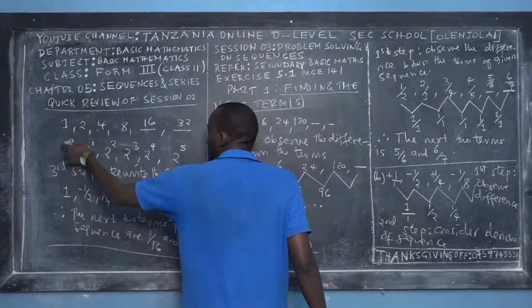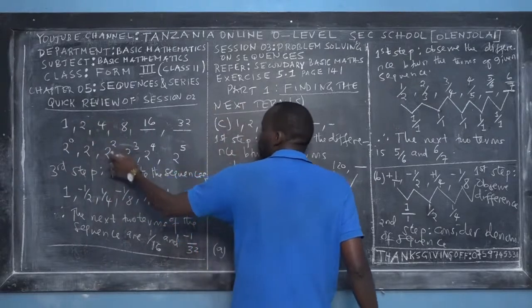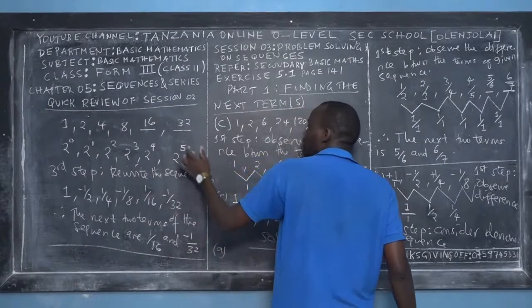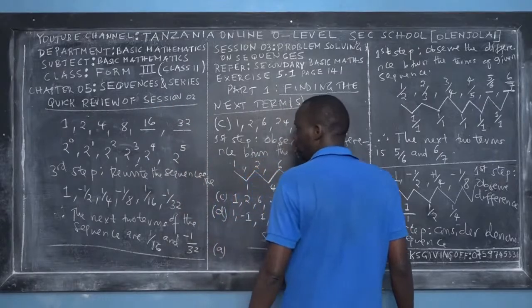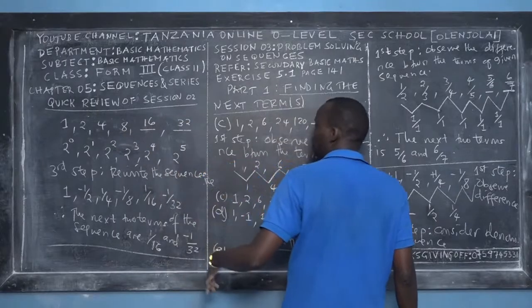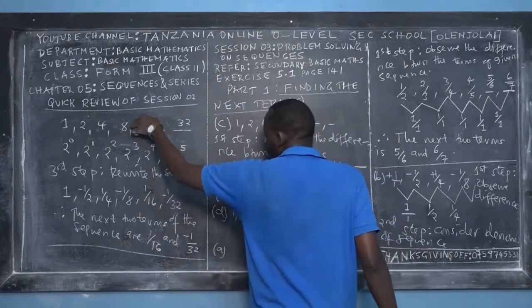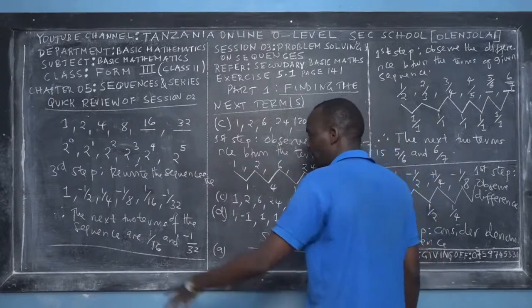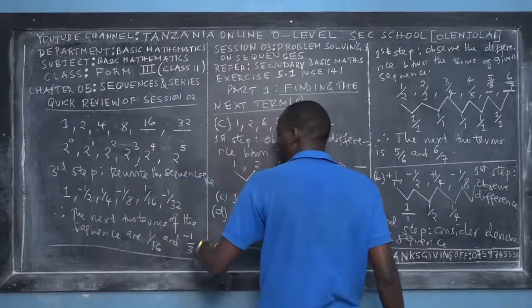So you can take 2 power 0, it is 1, 2 power 1, it is 2, 2 power 2, it is 4, 2 power 3 is 8, 2 power 4 is 16, 2 power 5 is what? Is 32. So the next two are the denominators of the unknown fifth term and the unknown sixth term. Then we write our new sequence right now.